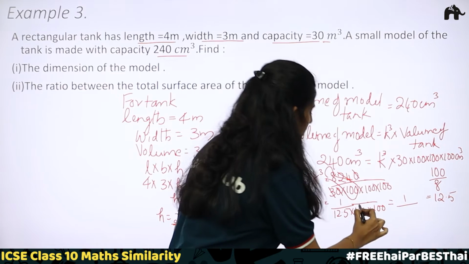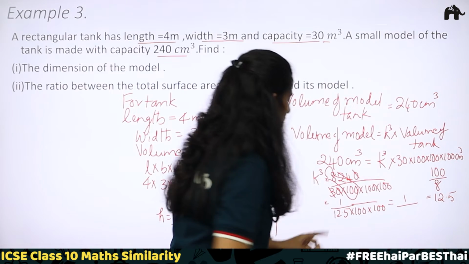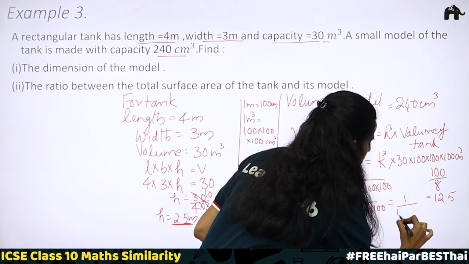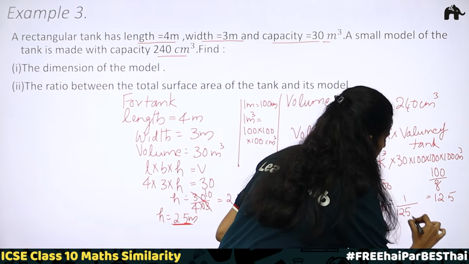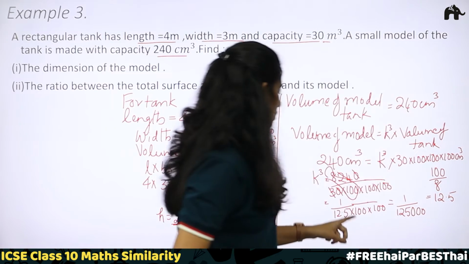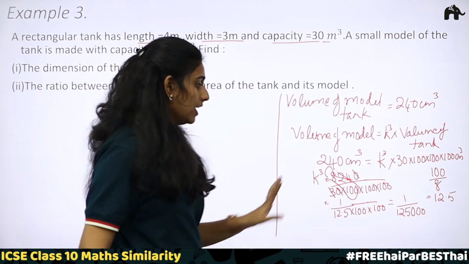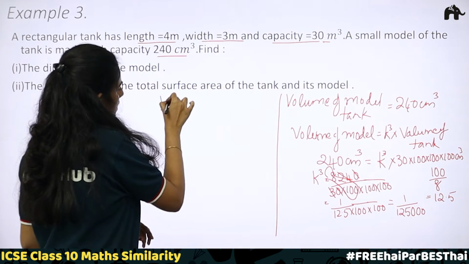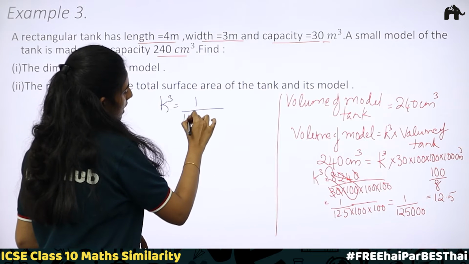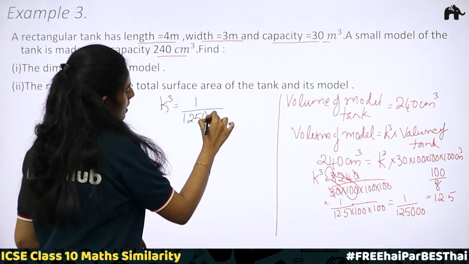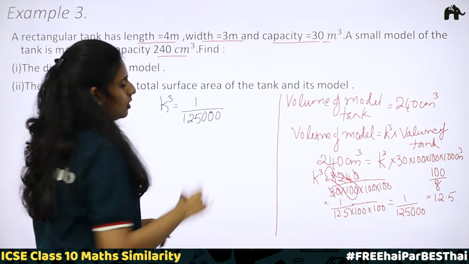I will be getting 1 by 1, 2, 5 and 3 zeros. Okay, 1, 2, 5 and 3 zeros. So we are getting k cube is equal to 1 by 125000.